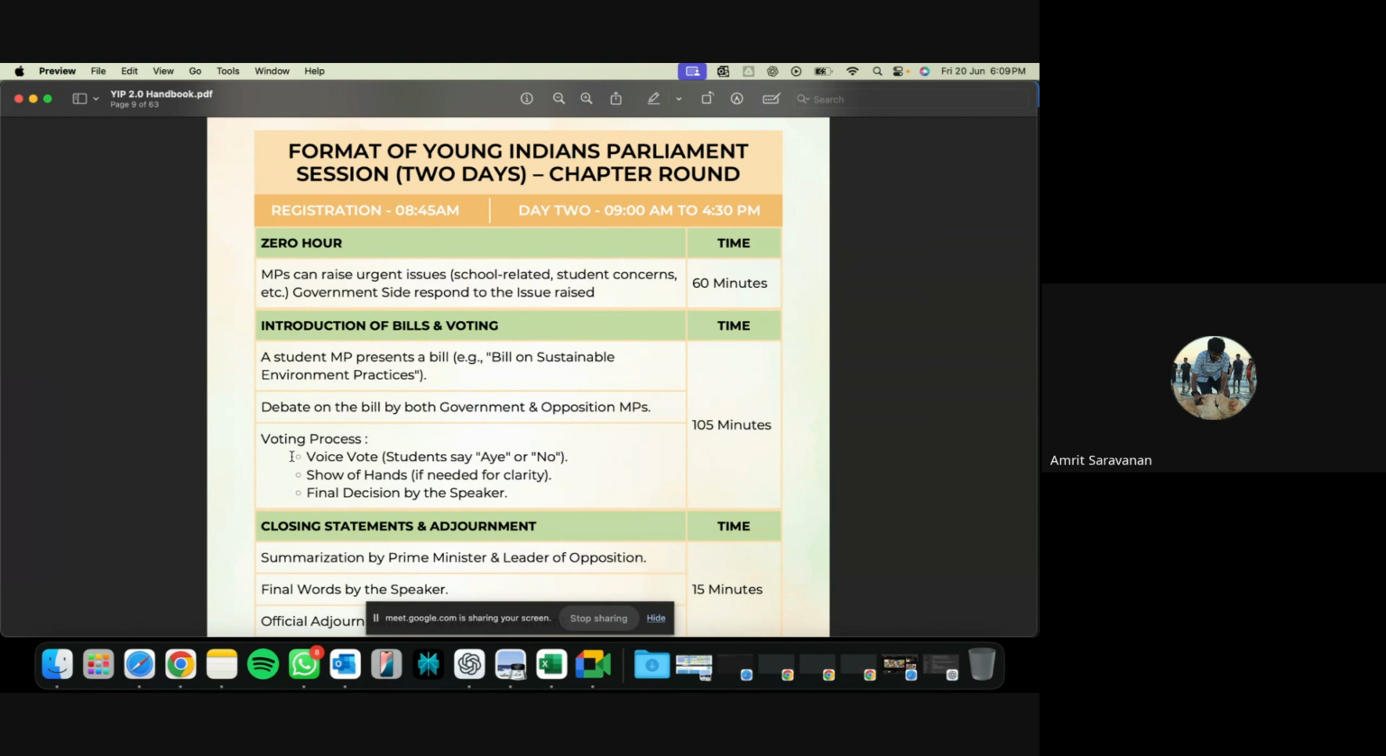So once you will get around 3 to 3.5 minutes to pitch your bill, and then we'll have around 10 minutes to discuss the bill and have a vote of whether the members of parliament want to pass this bill or not. So this will happen for all the 5 committees and their respective bills that are there, and then we'll reach a conclusion as to how many bills have been passed and what the bills are.